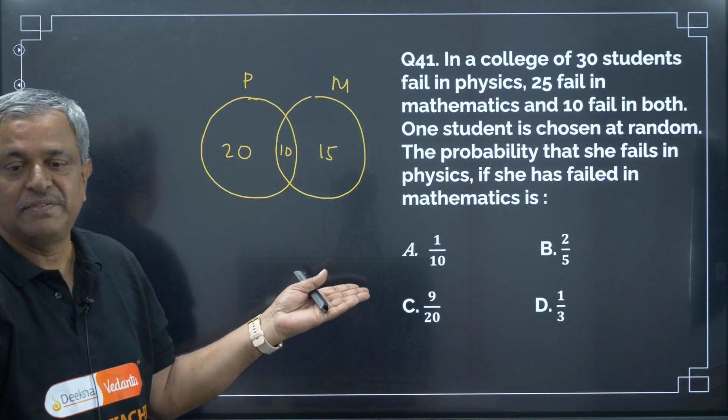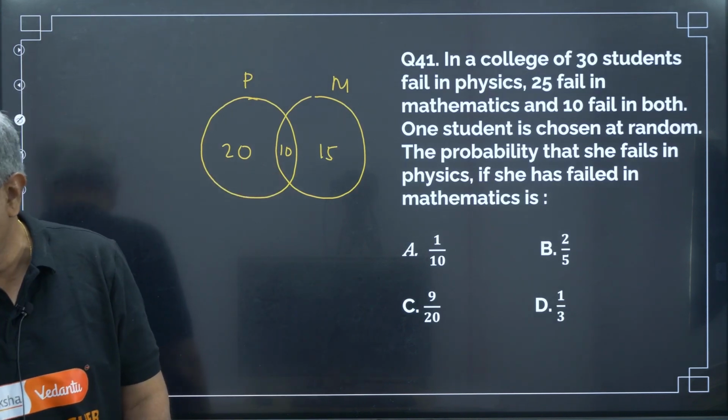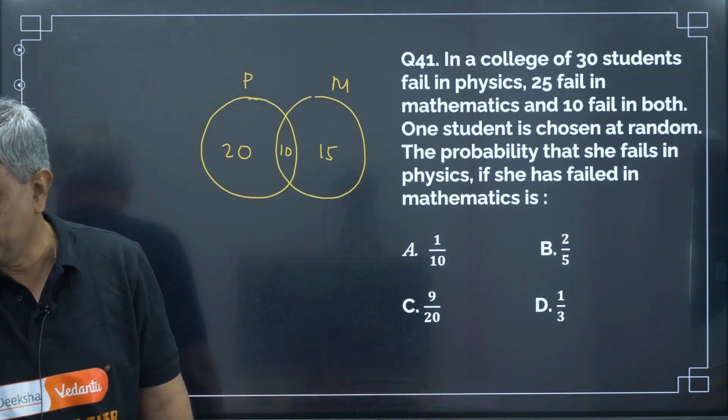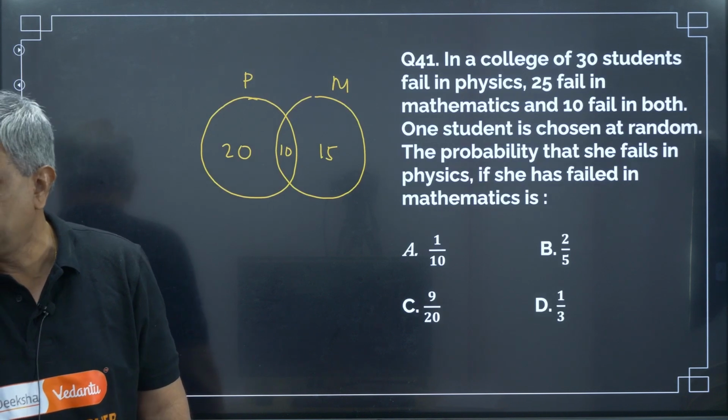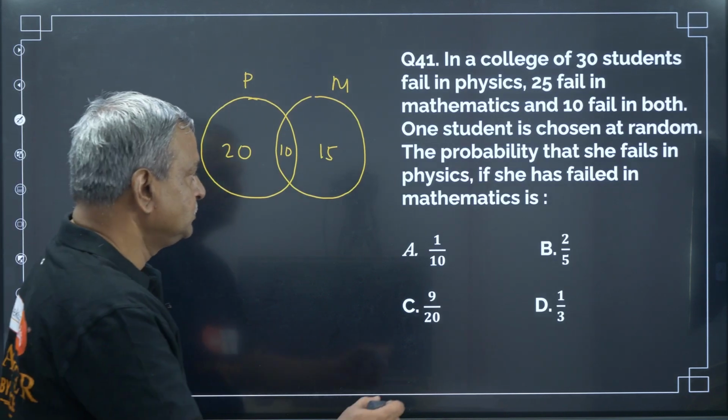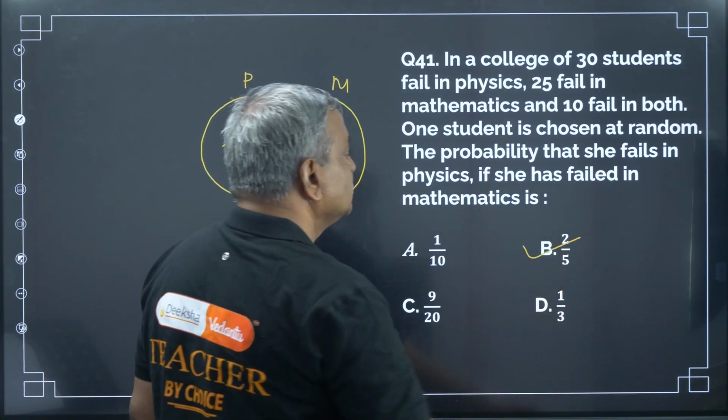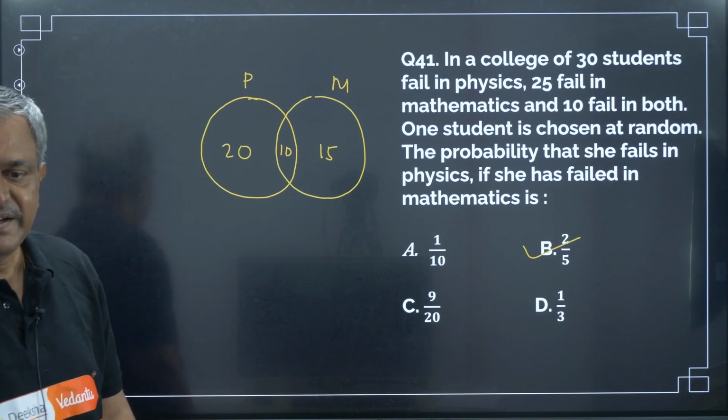The intersection only we have to check. So what will be the answer then? The intersection only we have to see, so the answer will be the B option. Okay, 2 by 5. Correct.